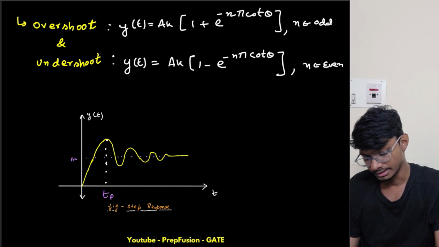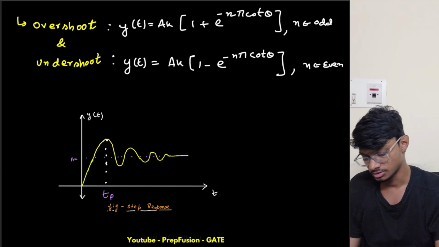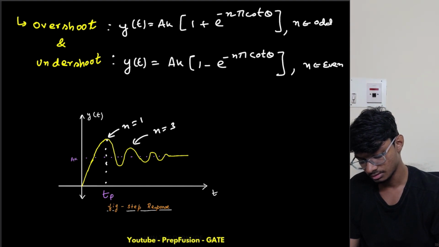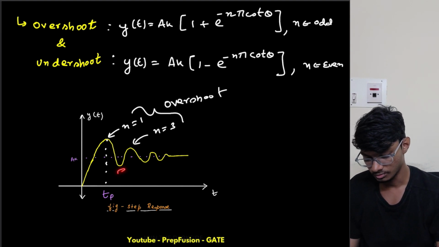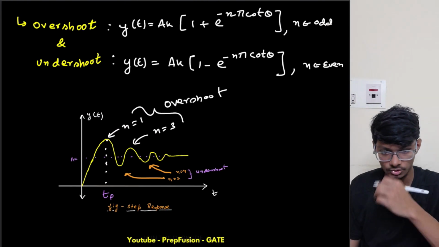Now, can we explain the overshoot and undershoot in the graph? I've already told you in the previous graph also. So here this is n equals 1, this is n equals 3. These are the overshoots. And this is n equals 2, this is n equals 4. So these are the undershoots. I hope you understand.